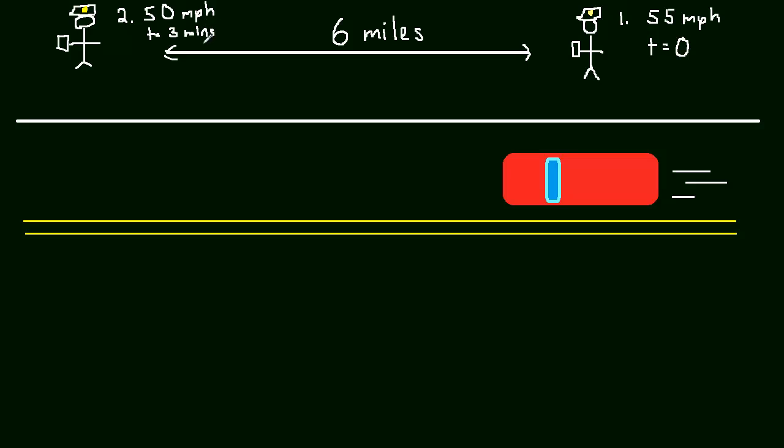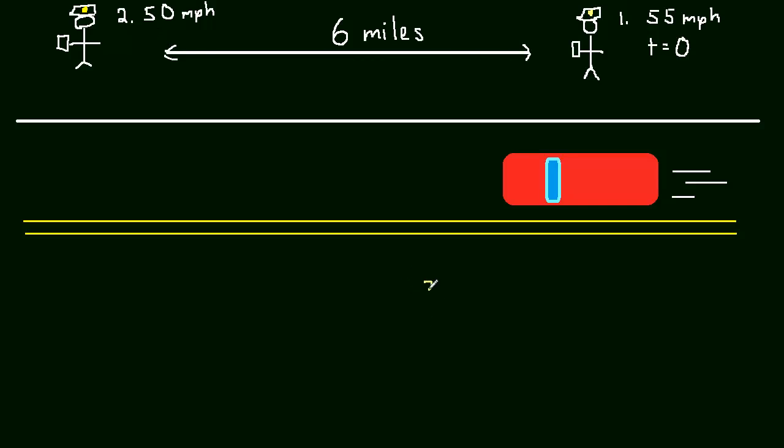3 minutes later. And since we're already given hours, 55 miles per hour, I want to convert this 3 minutes to hours because I don't want to mix the units, minutes and hours. So I'm going to erase that and just convert 3 minutes to hours just so we got nice units that all line up. So let's do that.